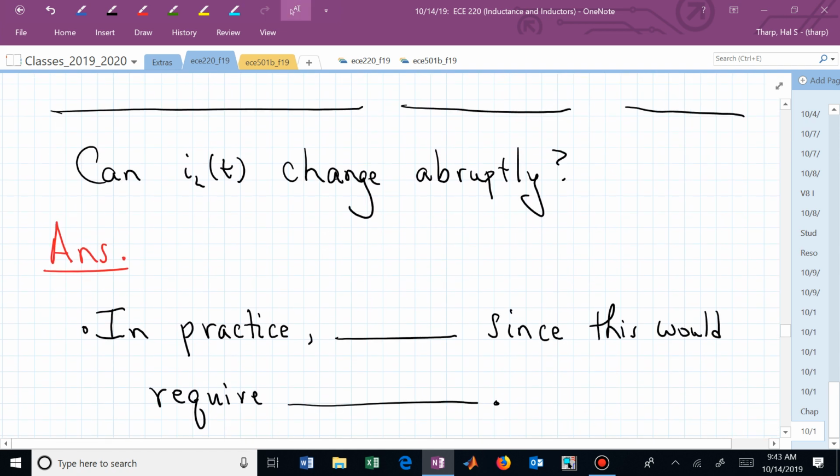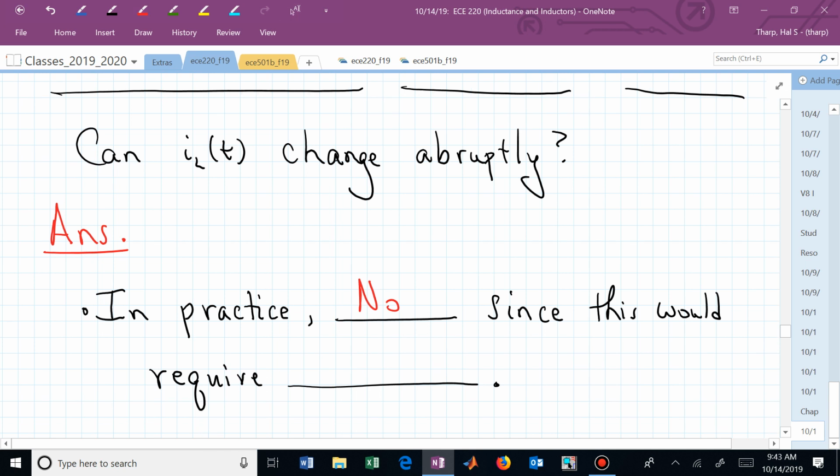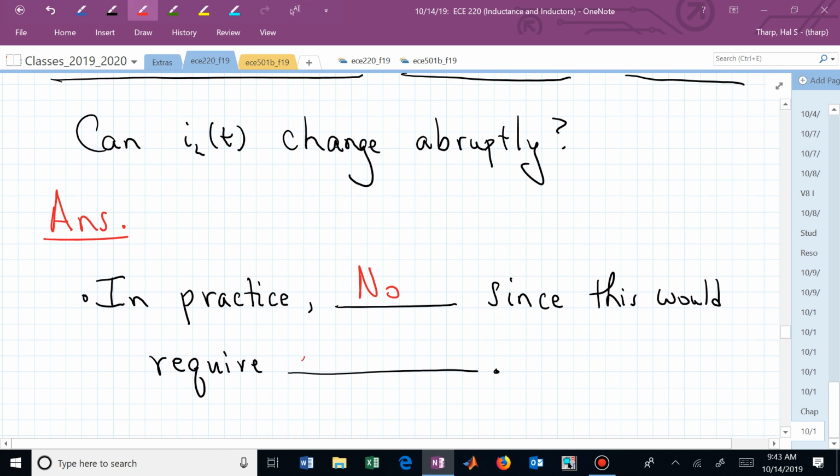We like to cook things up mathematically to help us with our analysis, but in practice, can i sub L of t change abruptly? No. Why? Since this would require an infinite voltage. That's what ELI tells us. v sub L of t would be required to go to infinity.